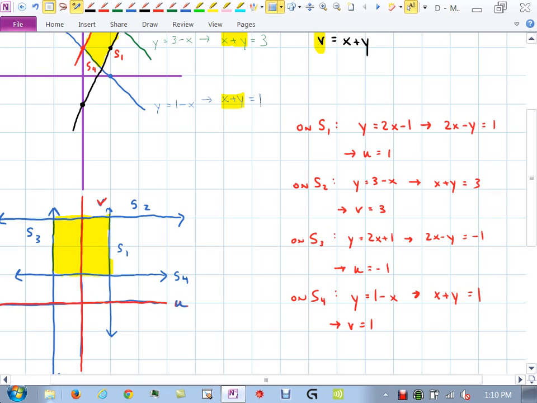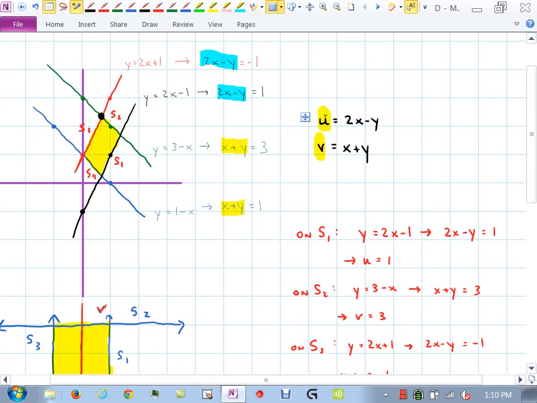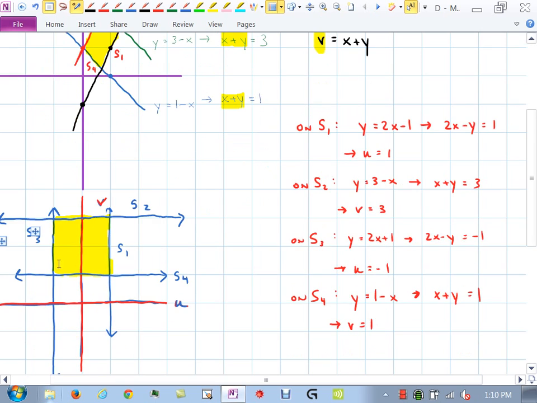Yes. Good question. I chose my u to be 2x minus y and my v to be x plus y. If we would have done it the other way around and said v is 2x minus y and u is x plus y, our picture would have changed a little bit, but the integral still would have been the same. It's rectangular, and the Jacobian determinant would be a little different, but everything would work itself out. It would be the same. You could show it both ways and show that it turns out to be the same.